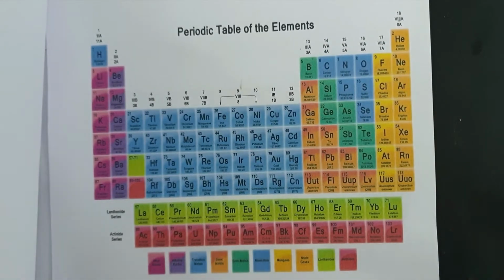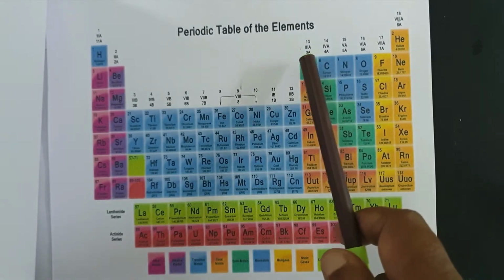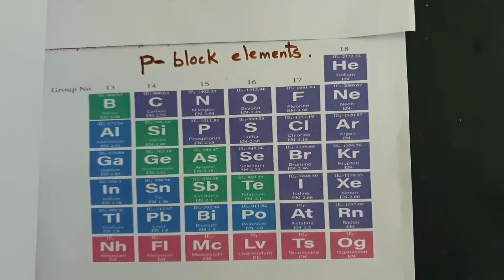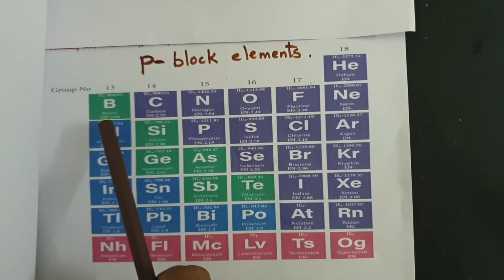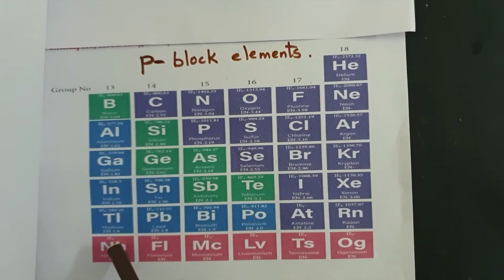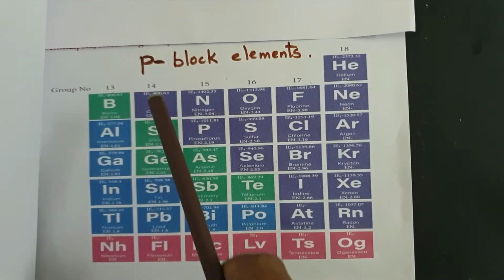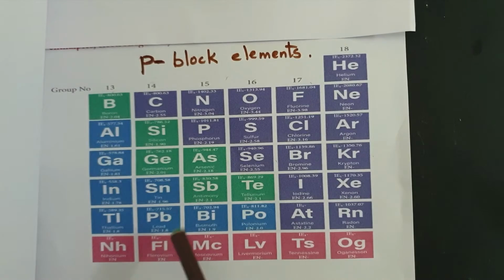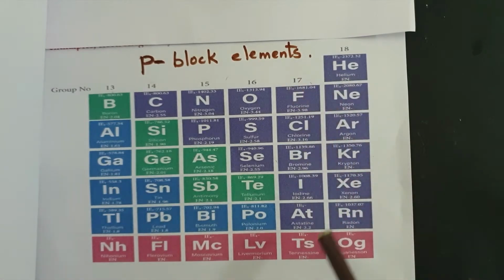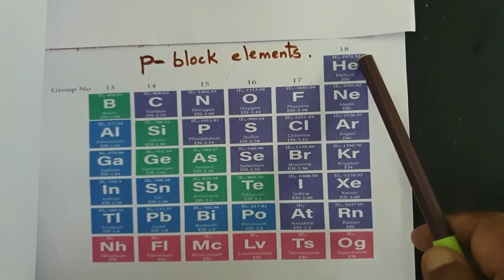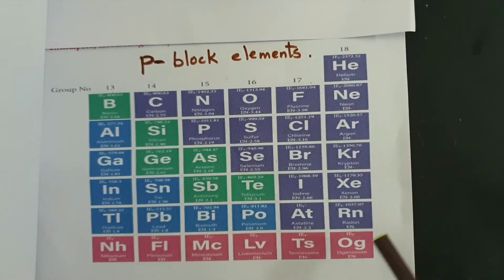Now the P block elements comprise group numbers 13 to 18. These are the P block elements starting from group 13 to group 18. Group 13 comprises boron and its family members, called the boron family. Group 14 comprises the carbon family. Group 15 comprises the nitrogen family. Group 16 comprises the oxygen family. Group 17 comprises the fluorine family, which is otherwise called the halogens, and group 18 consists of the noble gases or the inert gases.